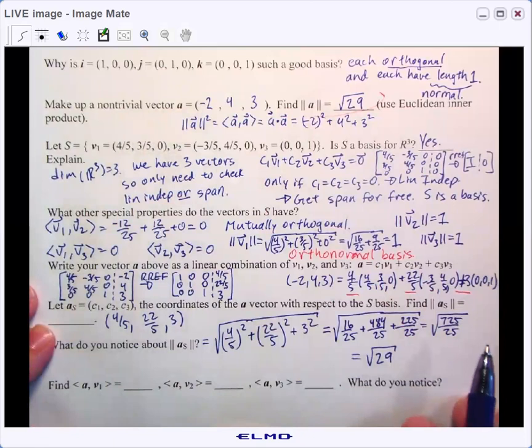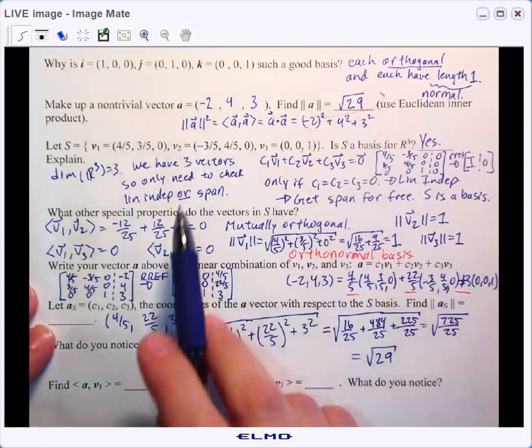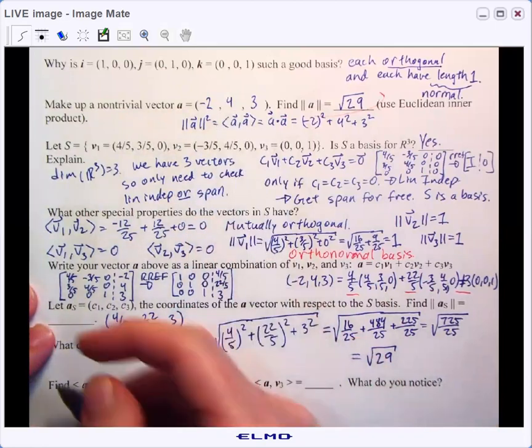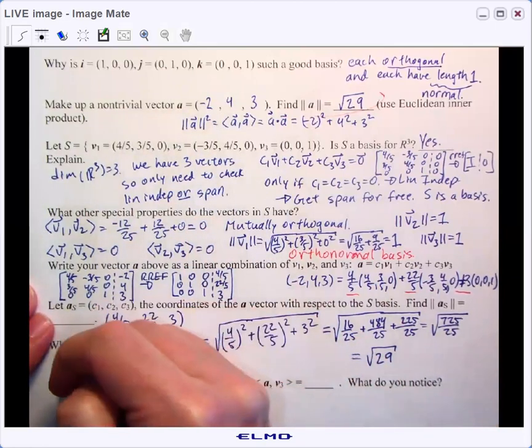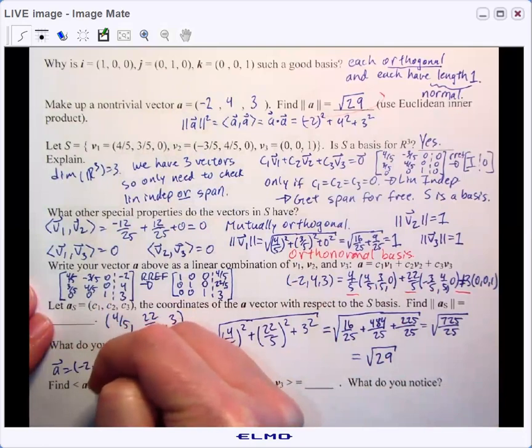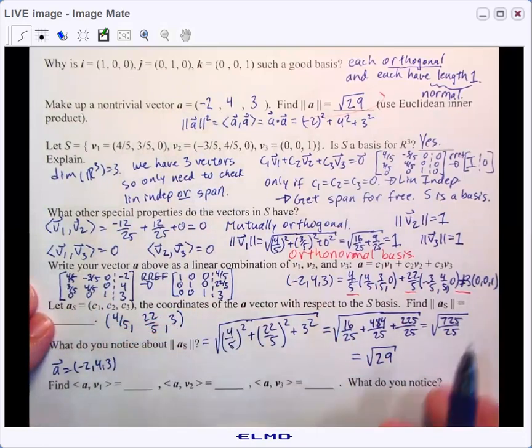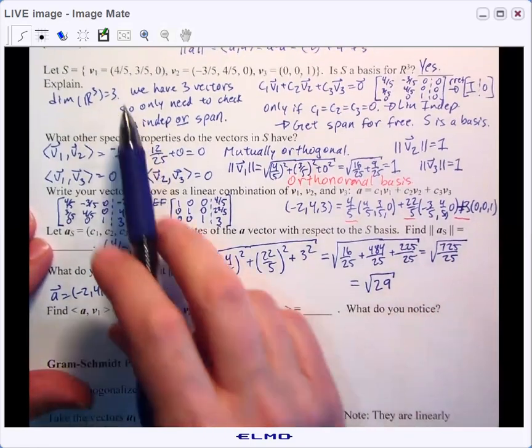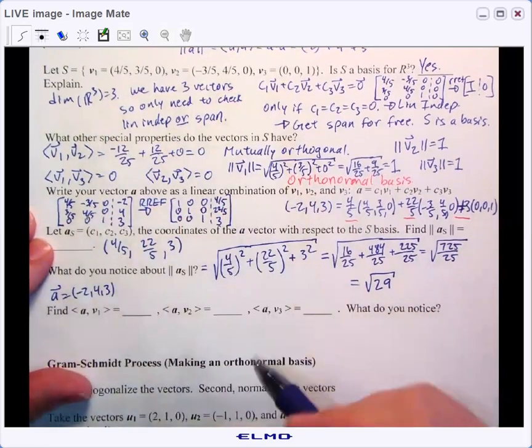Now let's try something else pretty cool. Let's take our A vector that we made up. In my case, it was -2, 4, 3. I'm going to rewrite that down here. And we're going to inner product it with each of the V1, V2, and V3 vectors and see what happens.